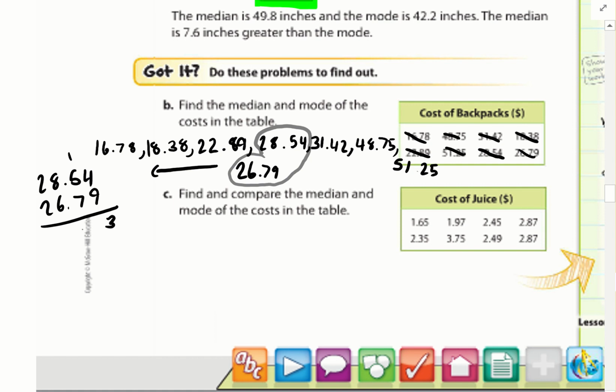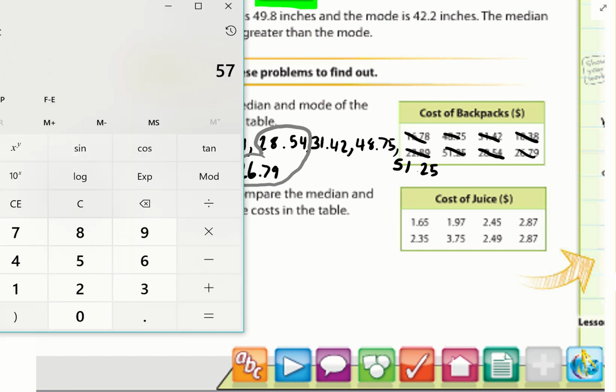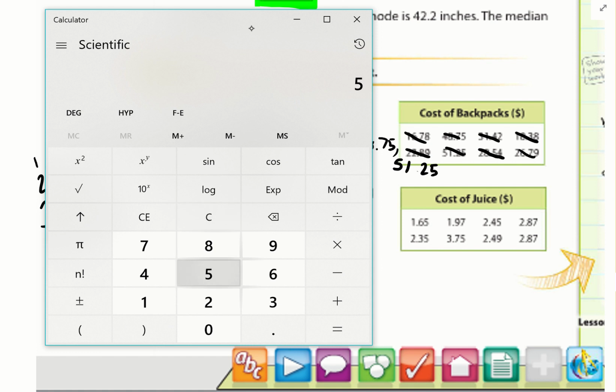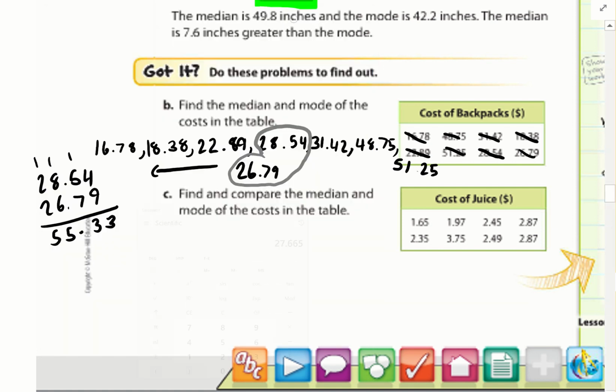So we have 3, 13, that's also going to be 13. This is going to be 15 and 5. So I have 55 and 33 hundredths. If I divide that in half, I get 27 and 665. That is my median. For my mode, there is no mode.